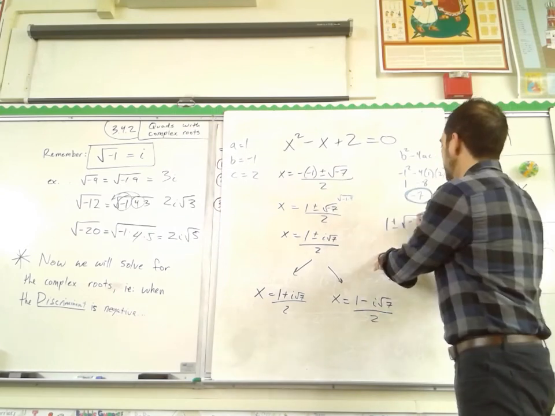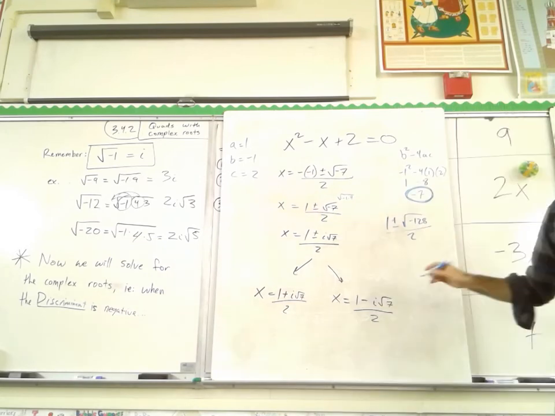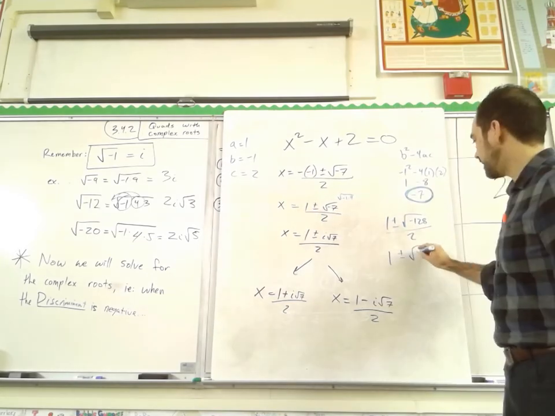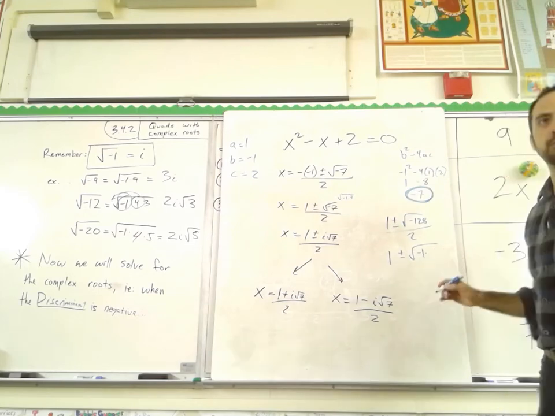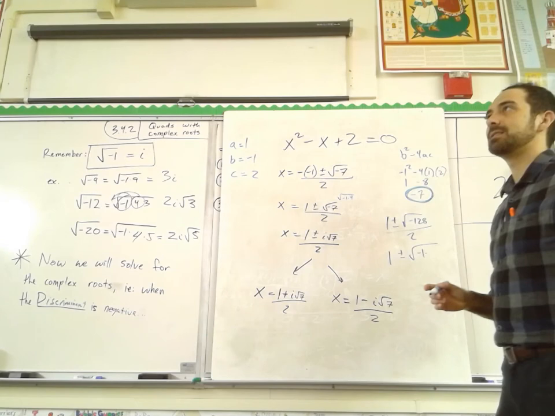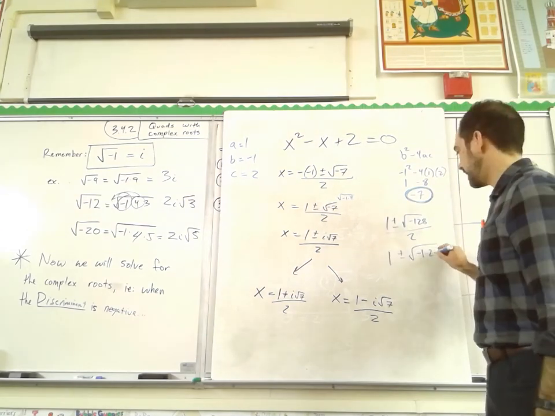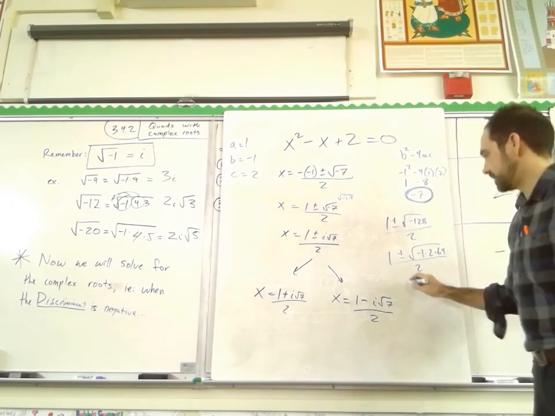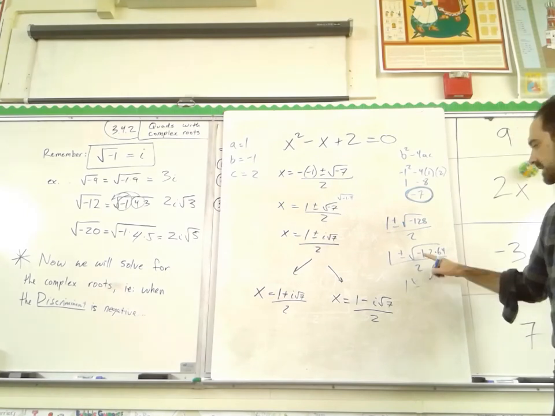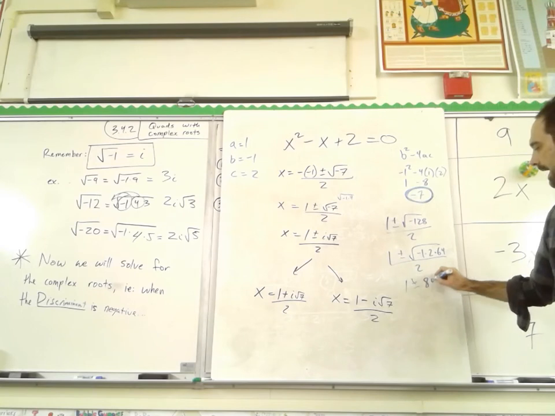So what does 128 break into? First, I need to get that negative and move it out. So before you do that, just break 128 up. And you got 2 times 64, right? So we get 1 plus or minus, we take the negative out, we can take the 64 out. So we get 1 plus or minus 8i root 2 over 2. See? That's as hard as it's going to get.